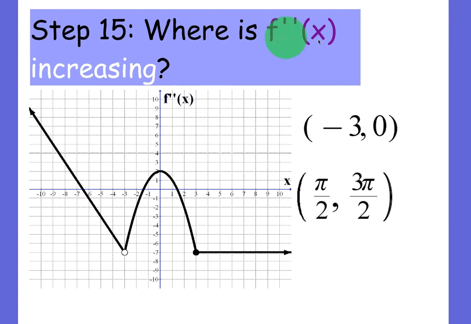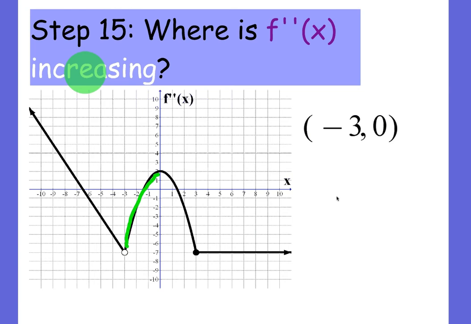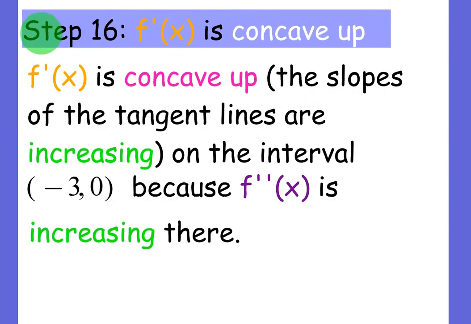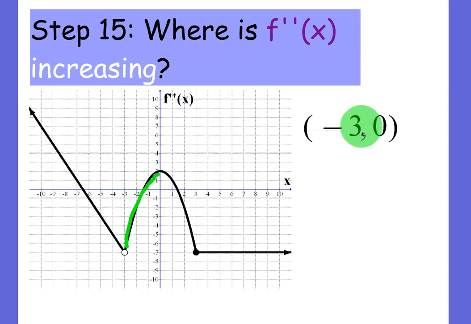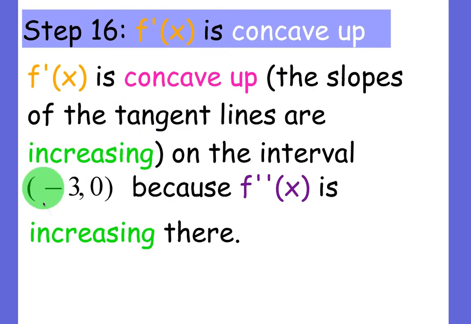In the same way, we want to figure out where f double prime is increasing. That's only on one interval, -3 to 0. So from -3 to 0, it's increasing. Now, I'm glad I had that because I do want to mention one more thing before we move on. So wherever f double prime is increasing, f prime, which is this antiderivative, the reverse derivative, will be concave up because the slopes of tangent lines will be increasing. So f prime is going to be concave up from -3 to 0.